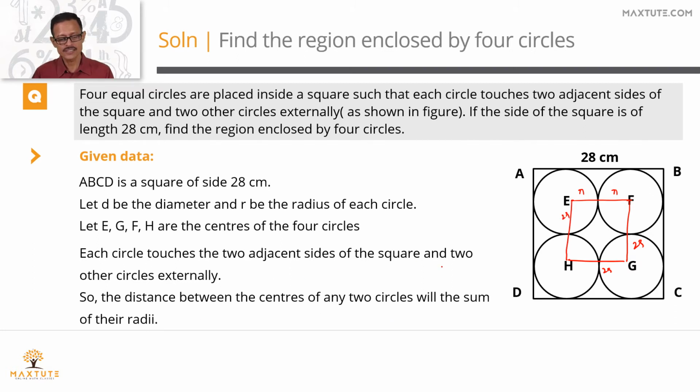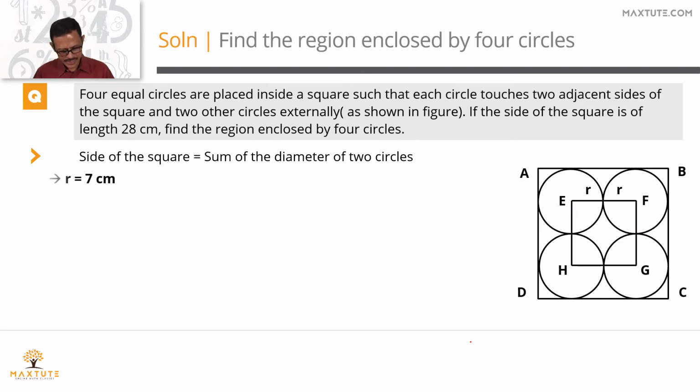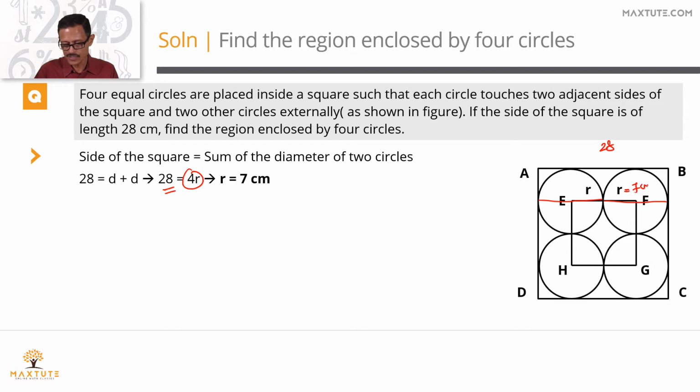Each circle touches 2 adjacent sides and 2 circles externally. So distance between the centers of any 2 circles will be the sum of the radii. They are equal circles, which means the radii are same, this is r, this is r. The distance between their centers is going to be equal to 2r. Quickly get down some more points. The side of the square is equal to 28. Look at it. This is a diameter of one of the circles. This is the diameter of the second circle. Both are equal circles, which means sum of their diameters is equal to 28. Diameter is 2 times r, so 4 times the radius is equal to 28, or each of these radii is equal to 7 centimeters. We found out the radius of each of the circles.